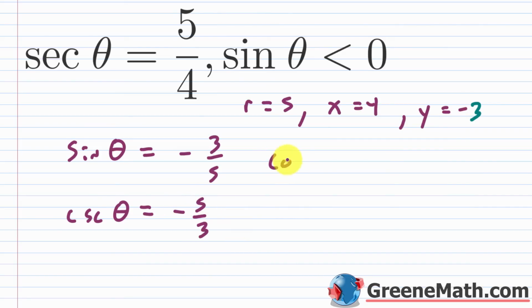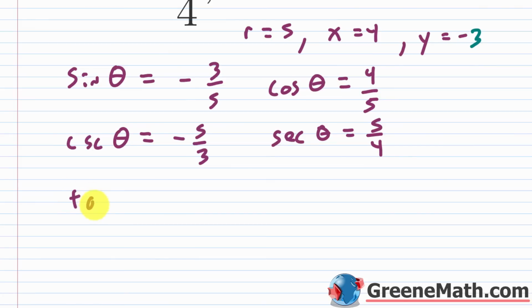You have your cosine of theta, which is the reciprocal of this. So the reciprocal of 5/4 is 4/5. You have your secant of theta, which is given to us as 5/4. Then you have your tangent of theta, which is y over x. So y is negative 3 and x is 4. So this is negative 3/4. Then you have your cotangent of theta, which is the reciprocal of the tangent of theta. So this is negative 4/3.